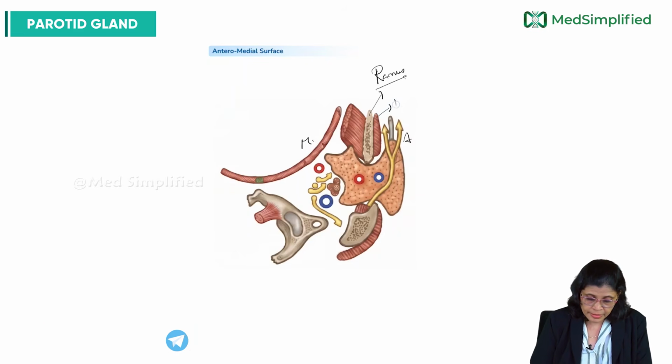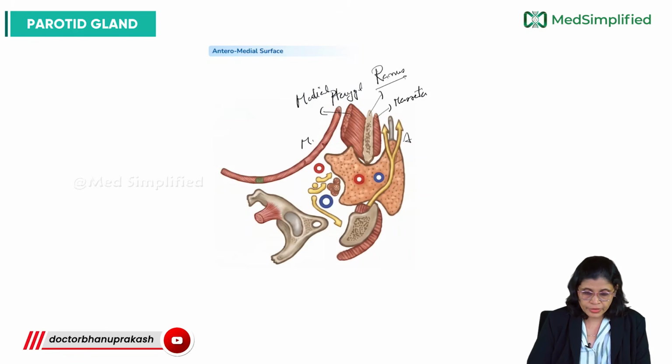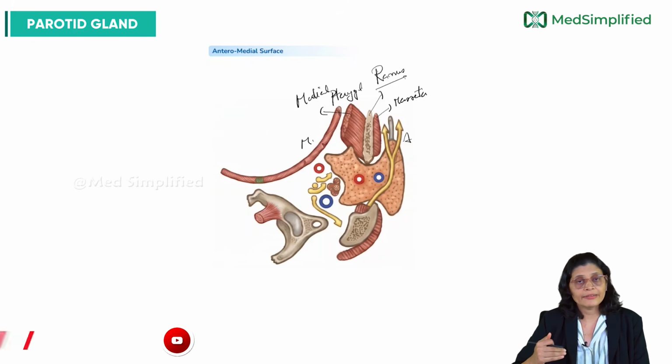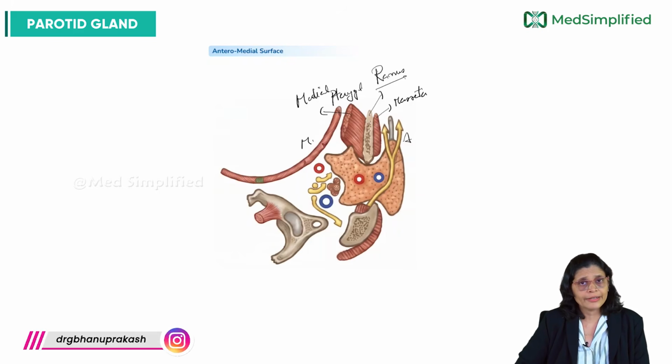So these muscles, the masseter as well as the medial pterygoid, form the relations. In addition to that, we will also see the lateral aspect of the temporomandibular joint. So these are the relations of the anteromedial surface.